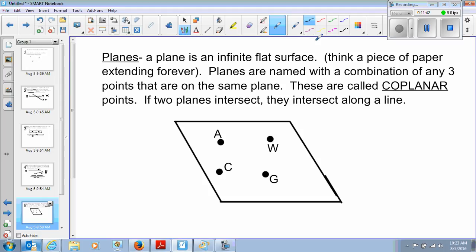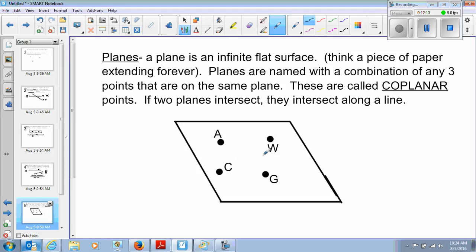So imagine that piece of paper just growing and growing and growing and getting larger, but then eventually just going on forever, having no beginning or end. Planes are named with a combination of any 3 points that are on the same plane. These are called coplanar points. Much like collinear means the same line, coplanar means they're on the same plane. Just like writing 3 or 4 dots on your paper, those are on the same flat surface. We'll get to this part in a second, but if 2 planes intersect, they intersect along a line.